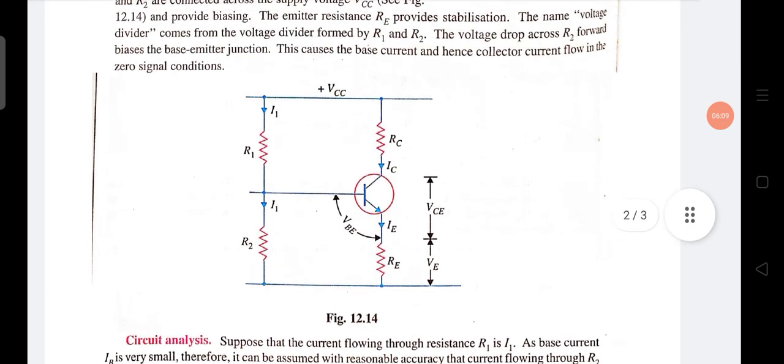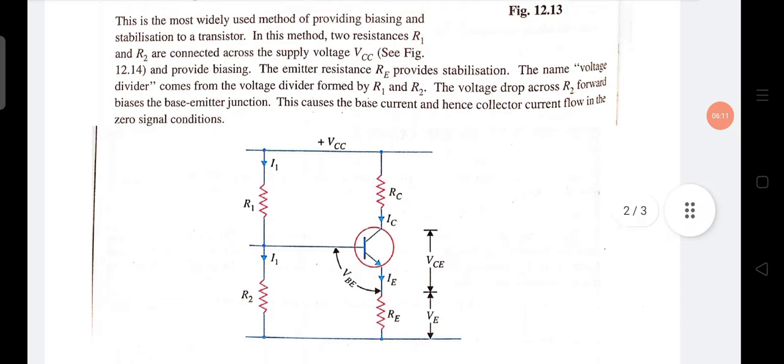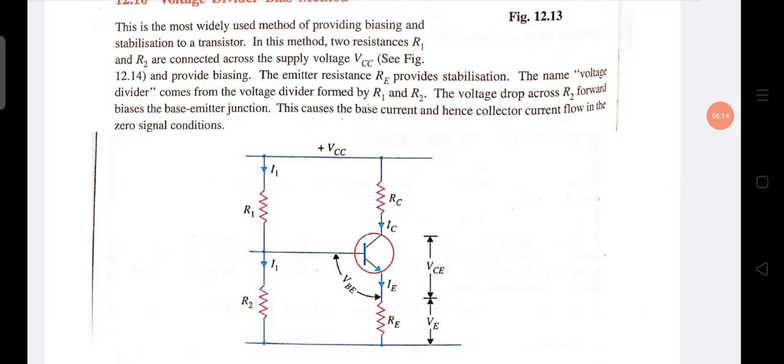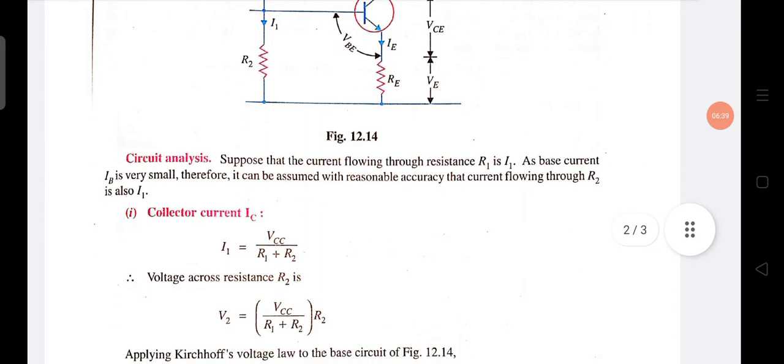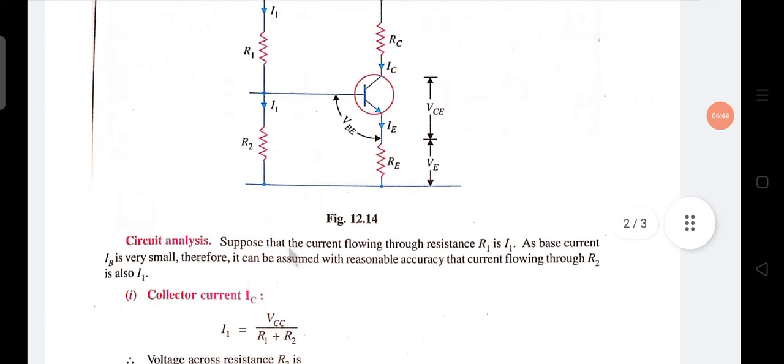In this circuit, the voltage divider means the VCC is divided between the two resistances, and the voltage at the base is the voltage after division by R1 and R2. Since this is a voltage divider, it is called so. Now let us discuss the circuit analysis, starting with the collector current.